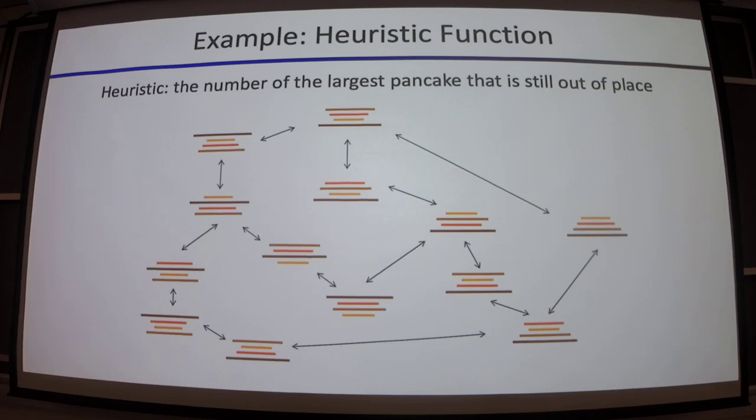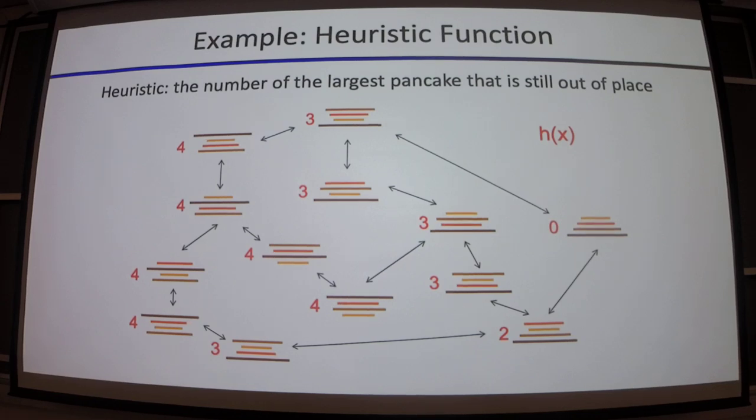This is the one I want to talk about at least for a minute, right? If we look at the heuristic values here, the number would be the largest pancake that's still out of place. Because if the fourth largest pancake is not in the right place, at some point you're going to have to flip all four. You're going to have to do some flips at least, right? Does that make sense?